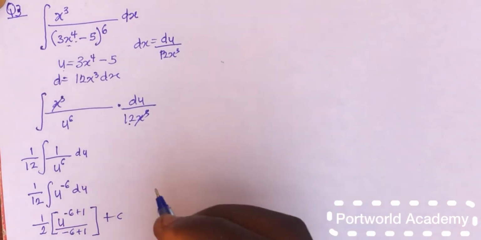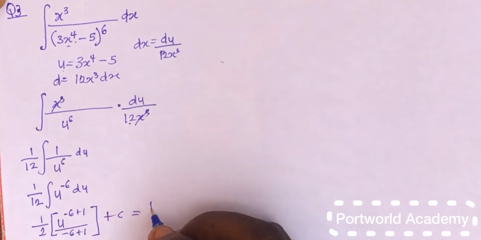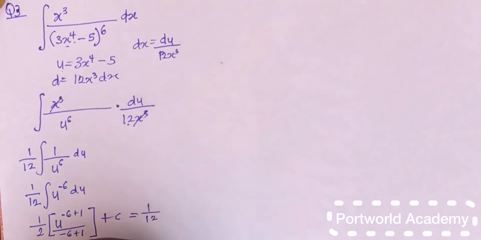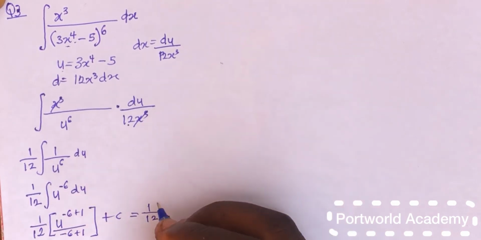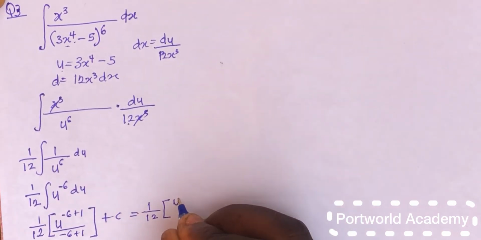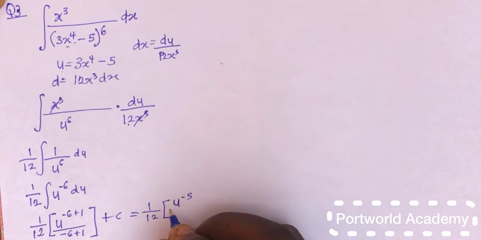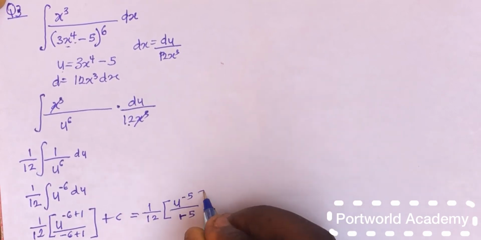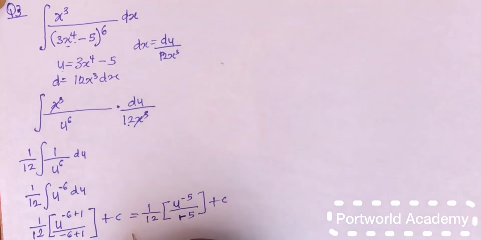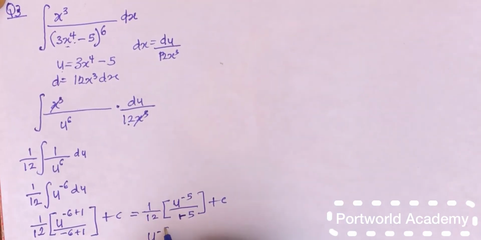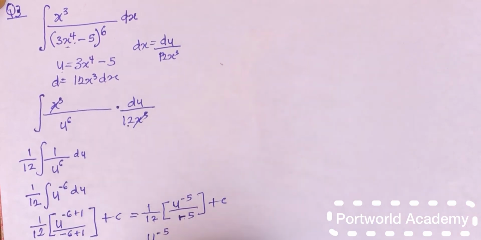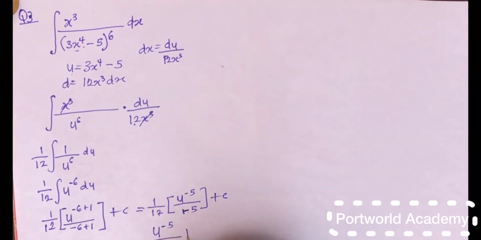Then let's simplify this. That will be 1 over 12 into brackets u raised to the power of minus 5 divided by minus 5, ordinary minus 5 really. So we have plus c. So let's open the bracket. We have u raised to the power of minus 5 divided by 12 multiplied by minus 5. That should give us minus 60. Then plus c.